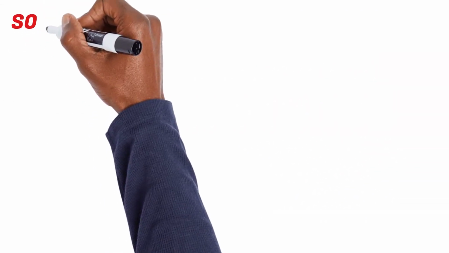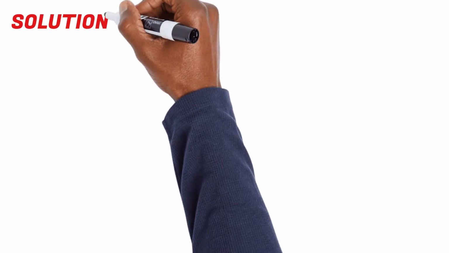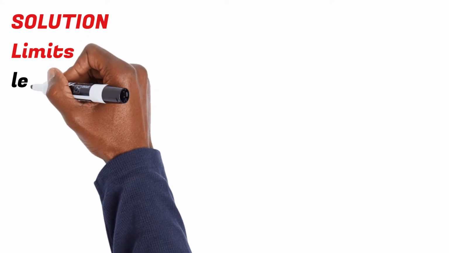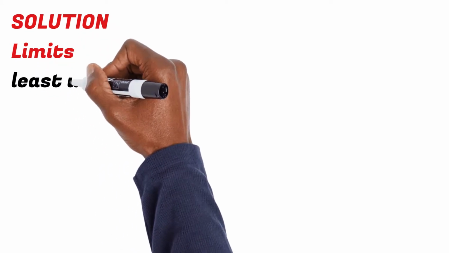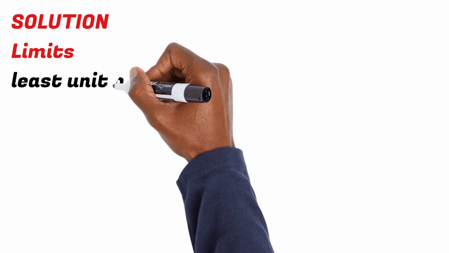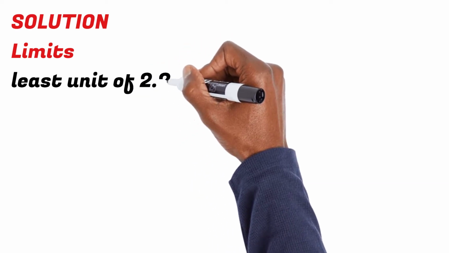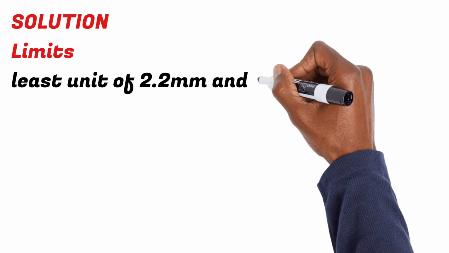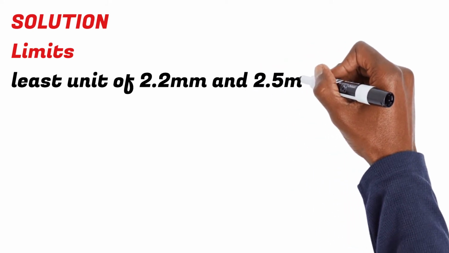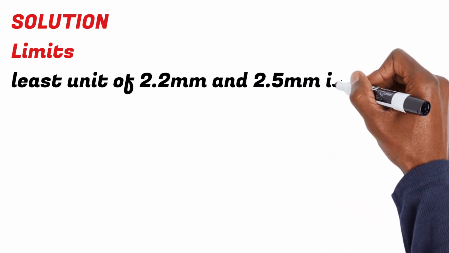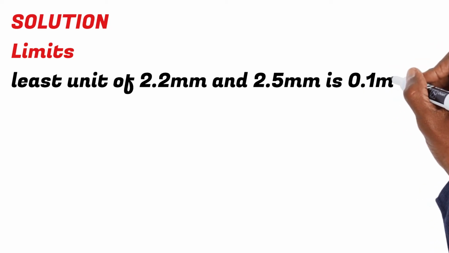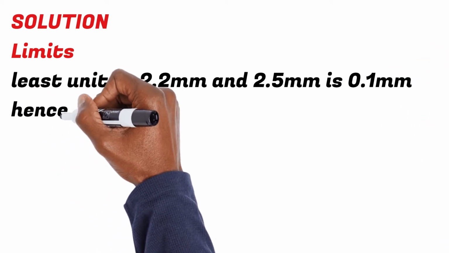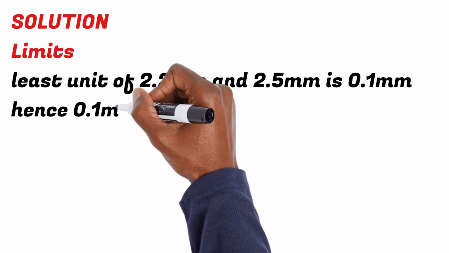Solution: 2.2 mm and 2.5 mm are to the nearest 0.1 mm, which is the least unit of the quantities. We therefore multiply 0.1 mm by a half to obtain 0.05 mm, which will give us the limits through which the quantities can be expressed.